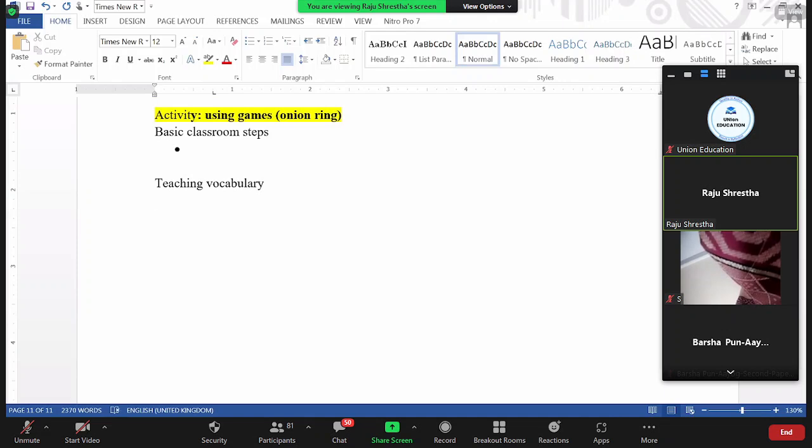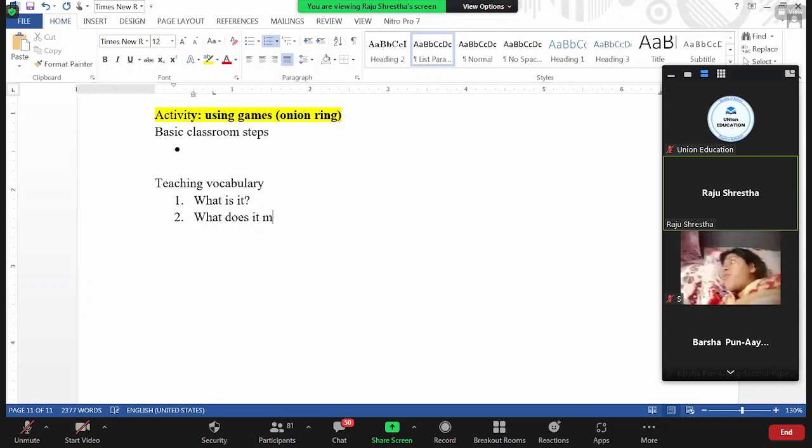In teaching vocabulary, first we have to understand what it is. Then we have to discuss what it means to know a word. When you know a word, what are the different things you have understood or learned from that word, right? What does it mean to know a word?